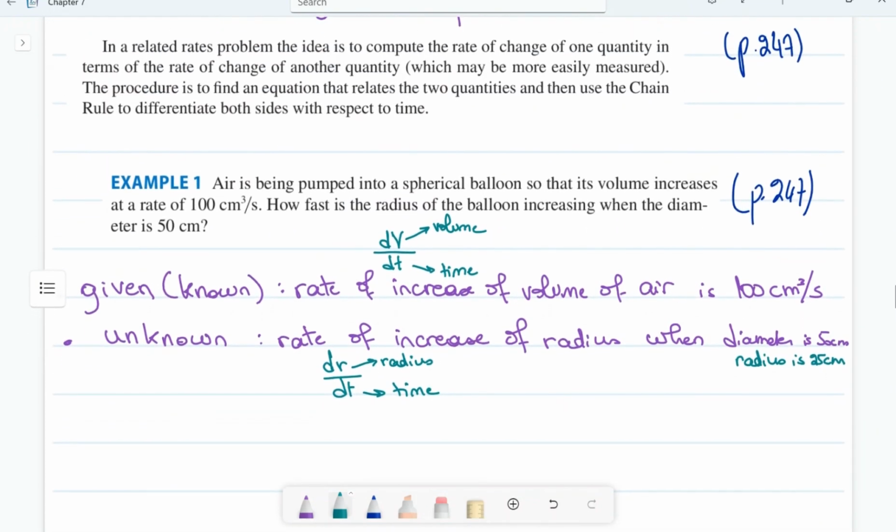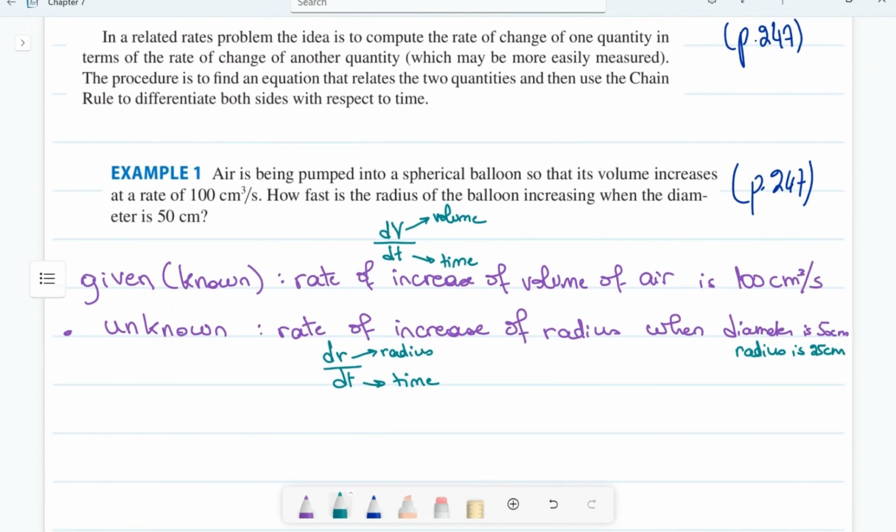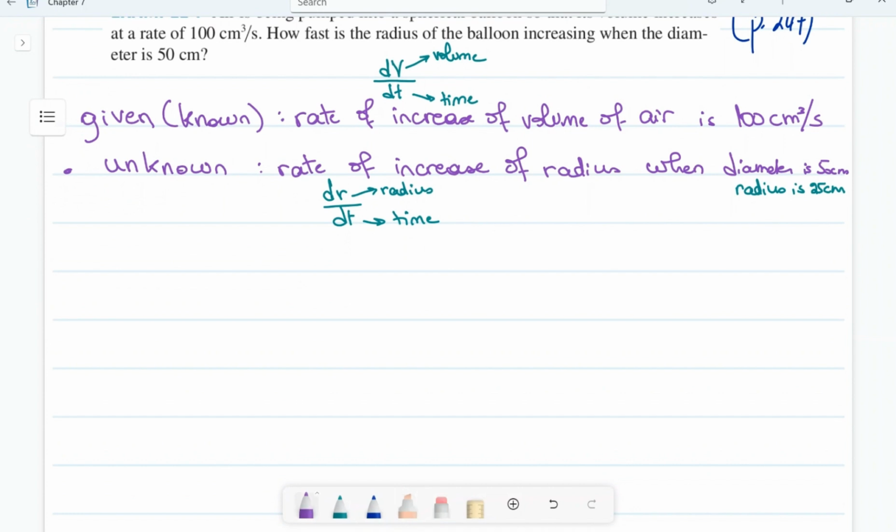As we read in the explanation above, in a related rates problem, the idea is to compute the rate of change of one quantity in terms of the rate of change of another quantity. The procedure is to find an equation that relates the two quantities. What equation might relate these two quantities? For related rates problems, there are a few equations that you might want to know, for area and for volume, and at the end of this section, I will give you some of these equations.